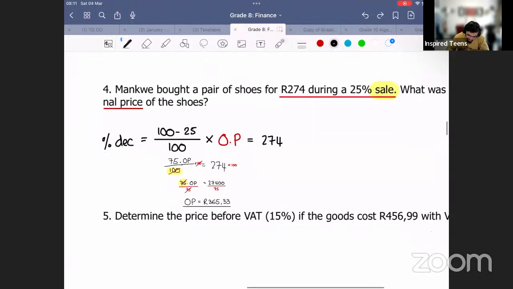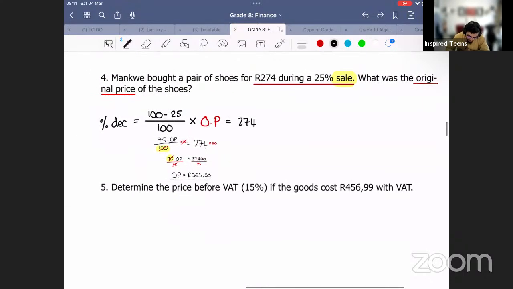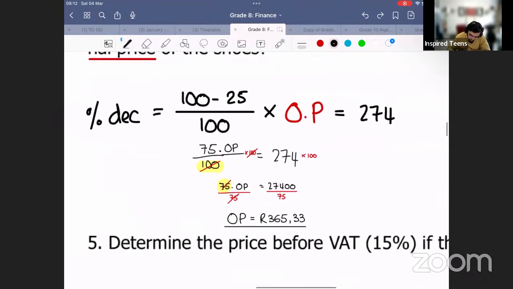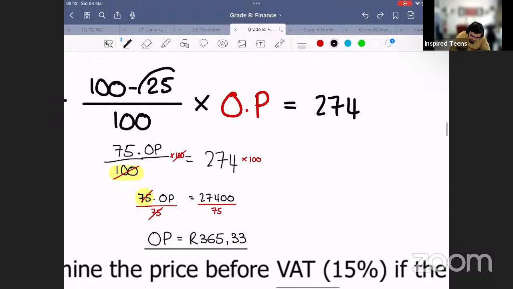Okay, so let's just revise it one more time. Mankwe bought a pair of shoes for 274 rand during a 25% sale. What was the original price of the shoe? So I'm following my normal percentage decrease formula, which is 100 minus that percentage decrease divided by 100.